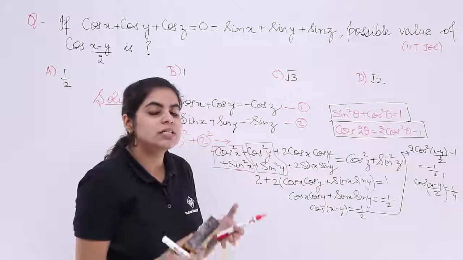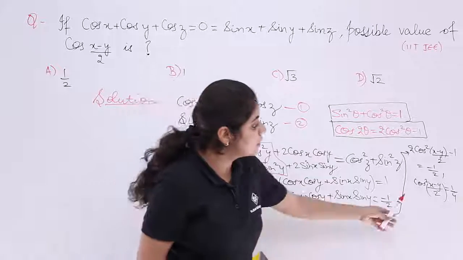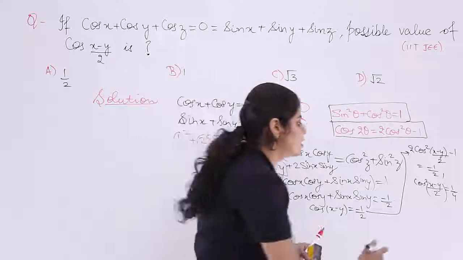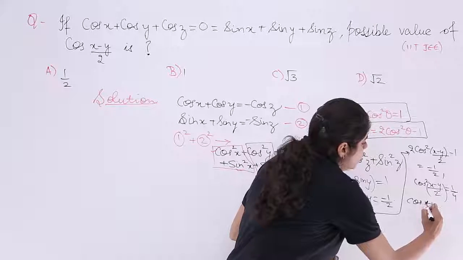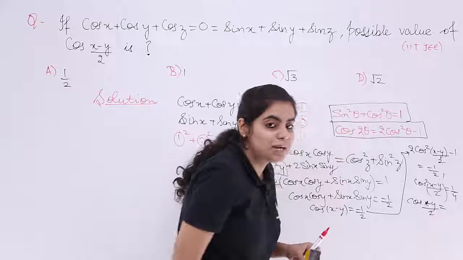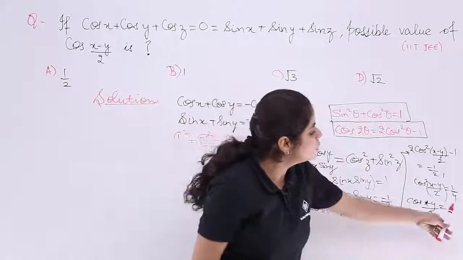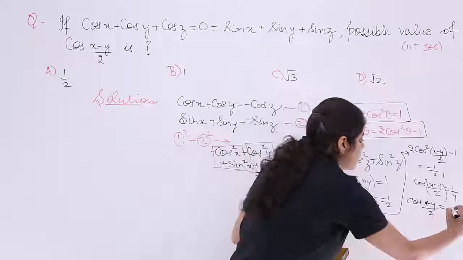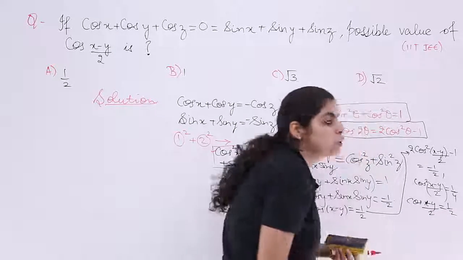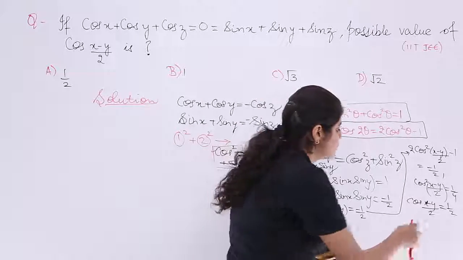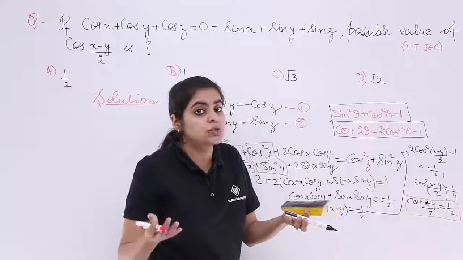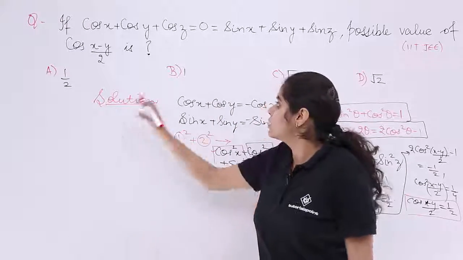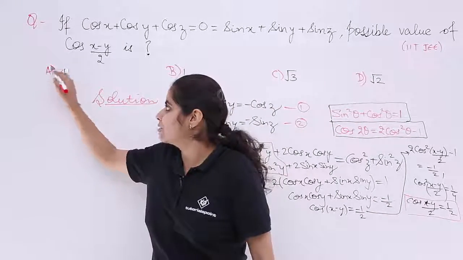Now, the question was cos((x minus y) by 2), and we have the square. So let us take the square root. So cos((x minus y) upon 2) is basically nothing but under root 1 upon 4, which is 1 by 2. So the question has the solution as 1 by 2, and let us check which option out of the 4 is 1 by 2. So it is basically option number A as 1 by 2.